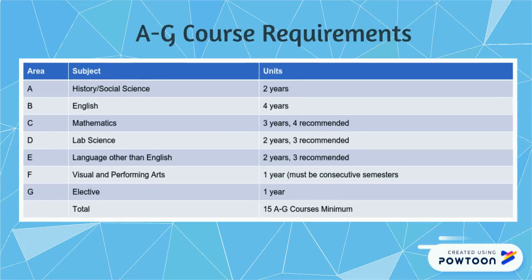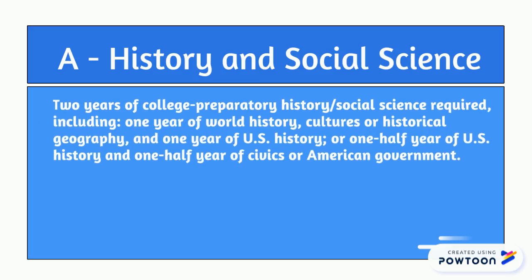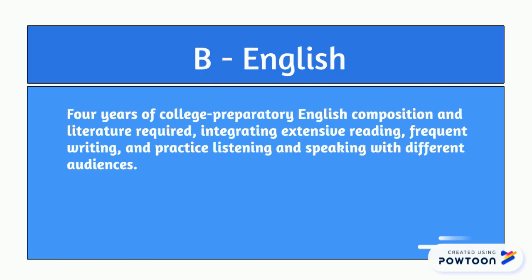The reason why we refer to them as A through G classes is we're talking about subject area A through subject area G and all the classes that are required. So to complete the requirements for Area A, History and Social Science, students need to take 2 years of a high school level History and Social Science class. To meet the requirements for Area B, English, students need to complete 4 years of high school level college preparatory English.